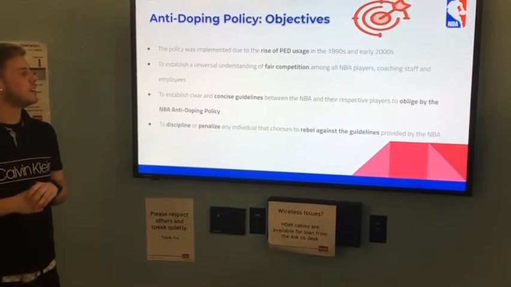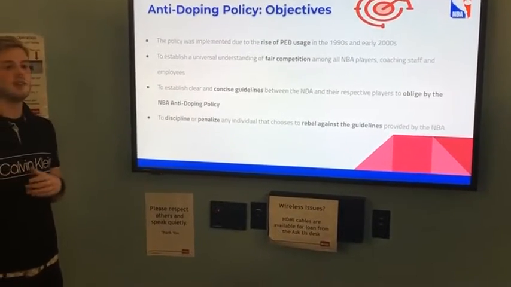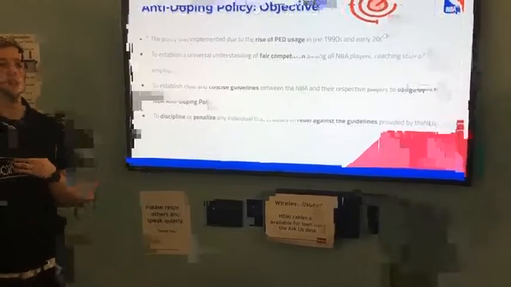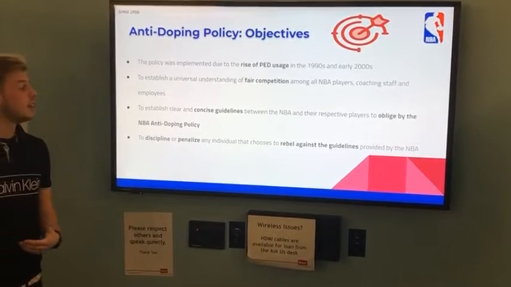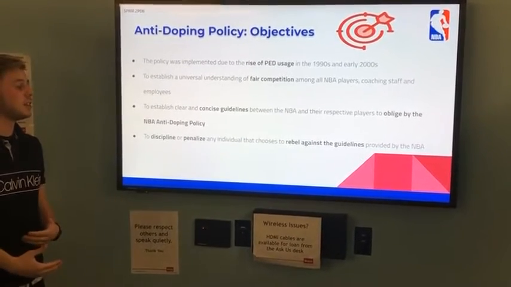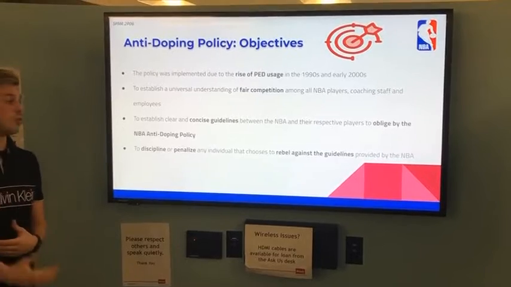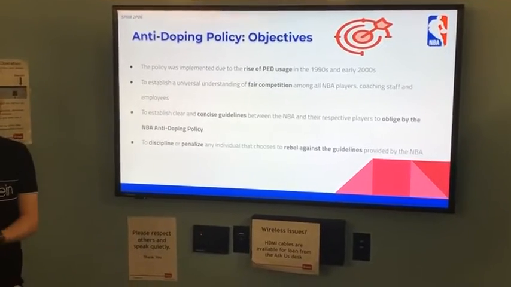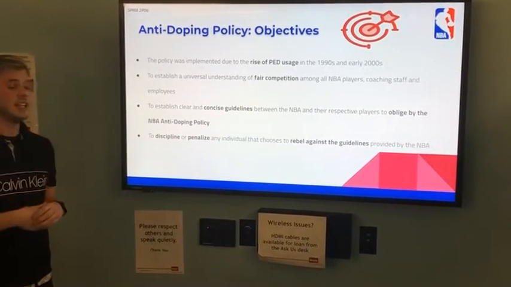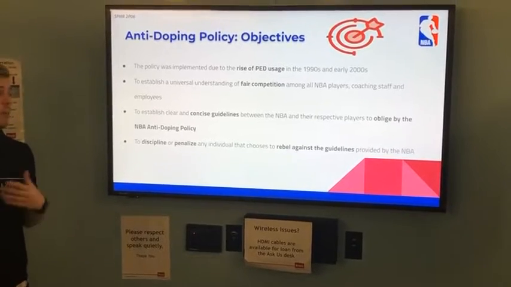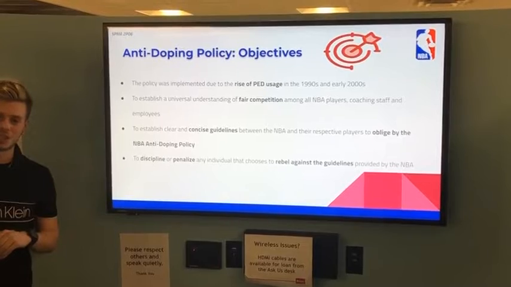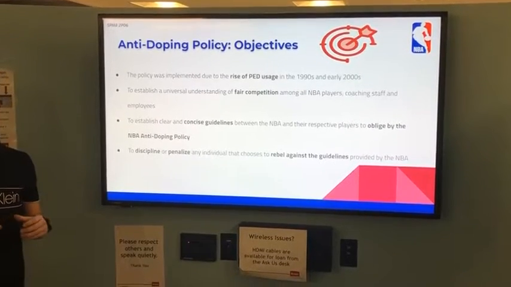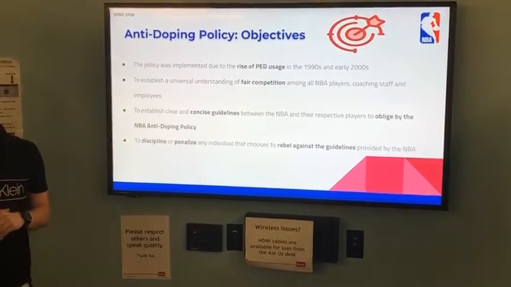What it was basically implemented to do was establish some kind of universal understanding of fair play and fair competition. It's also to establish clear guidelines for players to follow, right? If we can't understand the guidelines word for word, there needs to be some kind of written consent. And last but not least, it needs to be in there to discipline or penalize any individual wrongdoings of the players or any non-compliant behavior.